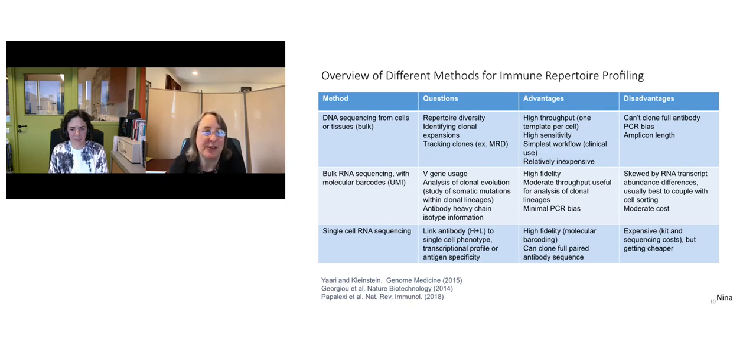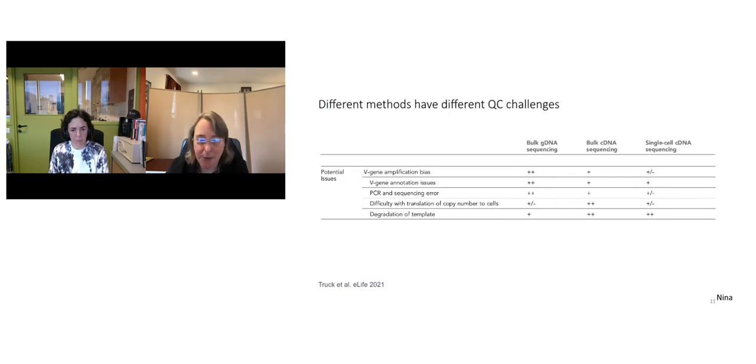There are also advantages and disadvantages to the methods. And some of this is a little bit beyond the scope of today's talk, which is really focusing more on QC, but I think it is helpful when you start a project to really think about the method that you need for the question that you are trying to answer. So in terms of QC, these methods also have distinct challenges. And you can look at, for example, the bulk gDNA-based sequencing.